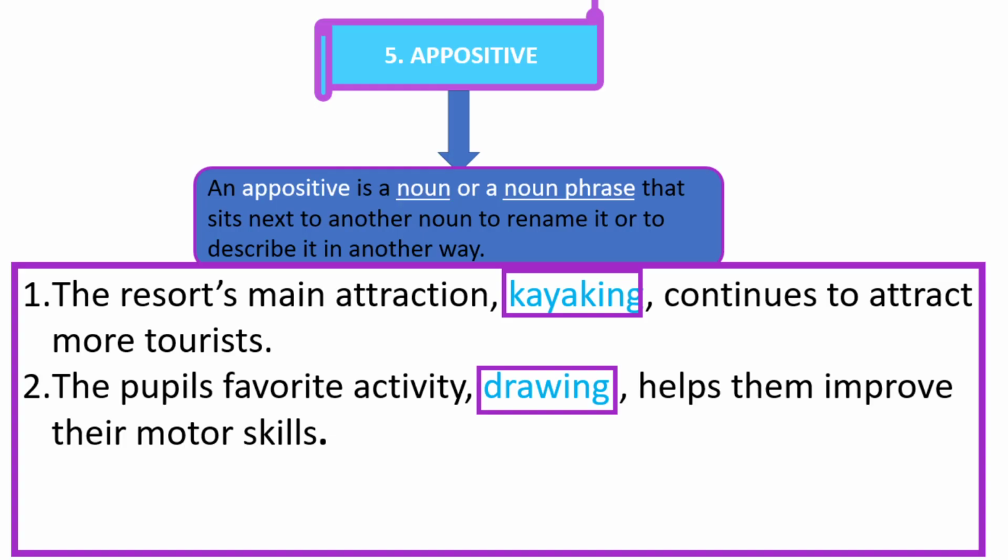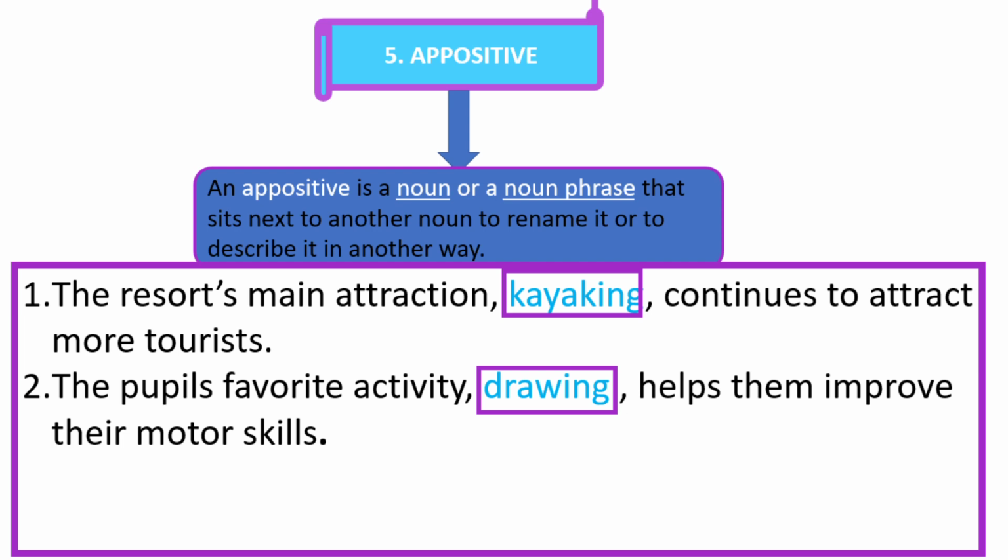The last function of a gerund is as an appositive. So what is an appositive? An appositive is a noun or a noun phrase that sits next to another noun to rename it or to describe it in another way. So let's look at the example. The resort's main attraction, kayaking, continues to attract more tourists. So the gerund here is kayaking, and the function is as an appositive.